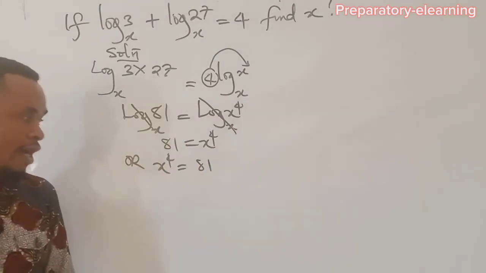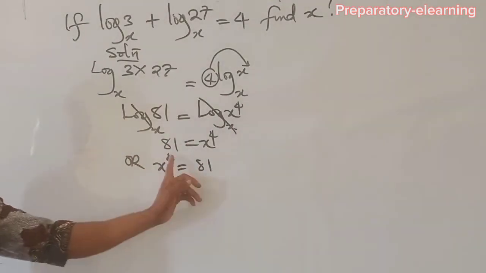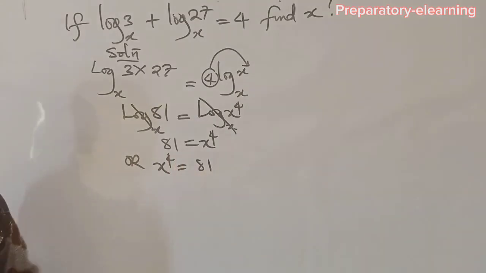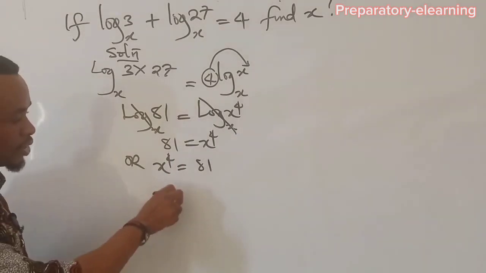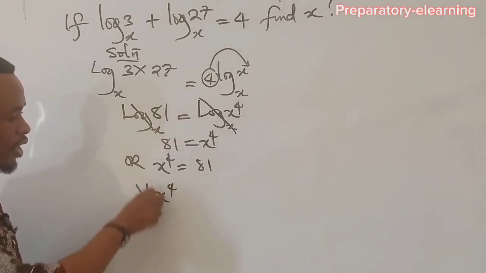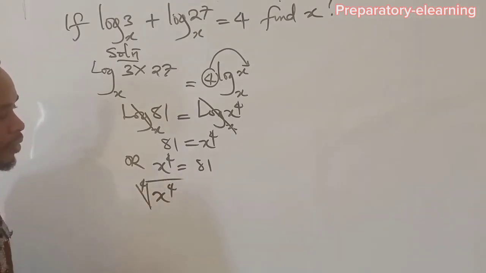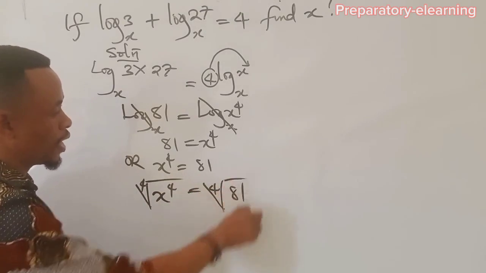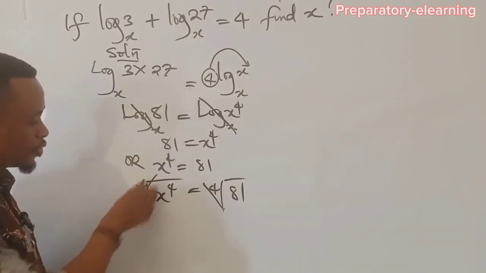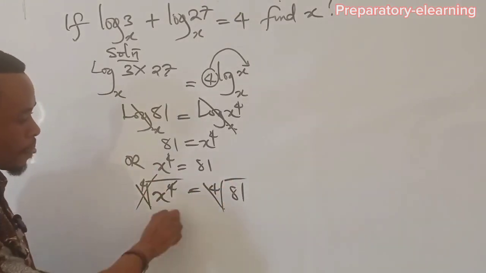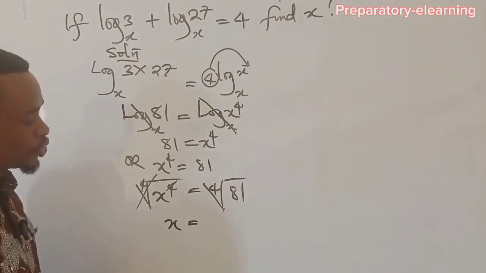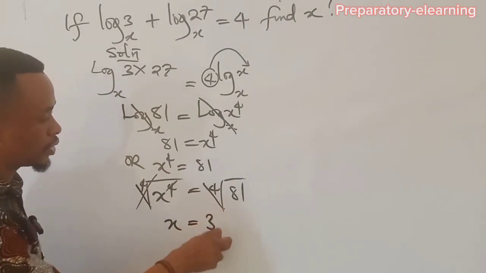Now, how do we solve that? How do we remove our power 4? We take the fourth root of both sides. Now, taking the fourth root of both sides is, you have x power 4, you take the fourth root of it, equals to same thing here, you take the fourth root of 81. Now, the fourth root cancels this power 4, only x is left there, equals to, how do we find the fourth root of 81? The answer is 3.